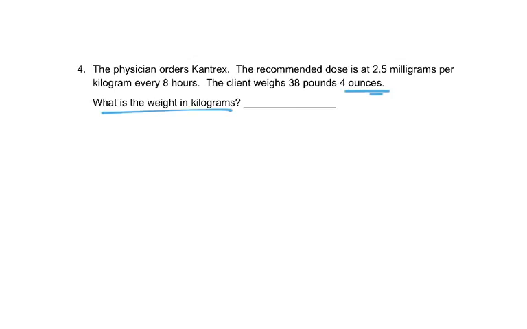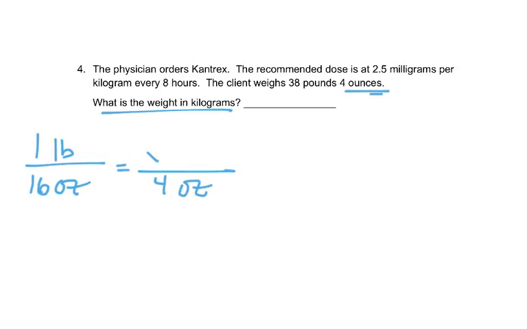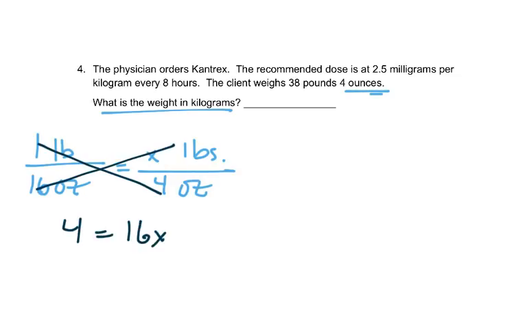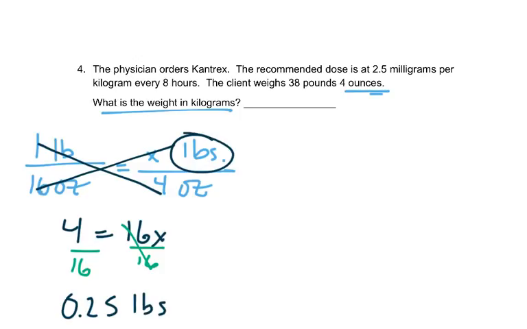Well, let's deal with this 4 ounces first. We know that 1 pound has 16 ounces. We have 4 ounces, and we don't know how many pounds that is. So we'll cross multiply. 1 times 4 is 4. 16 times x is 16x. And then we can divide both sides by 16 because that's the number in front of the x. And 4 divided by 16 is 0.25. And again, this was pounds. So now we know we have 0.25 pounds for this ounces.